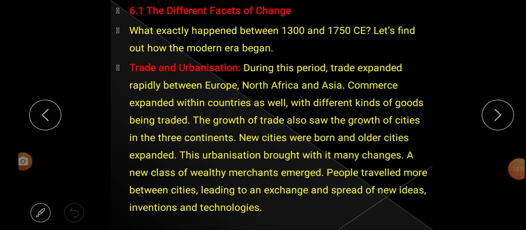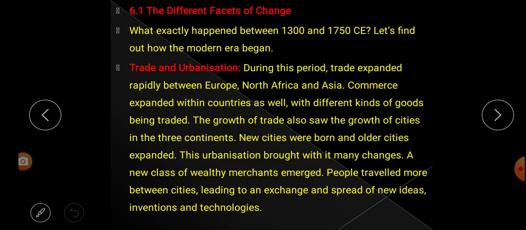Next sentence, new cities were born and older cities expanded. So during this time period, new cities were established and the old cities expanded and became big. This urbanization brought with it many changes. What is urbanization? Urbanization is the increasing of cities, towns and business. That is called urbanization.